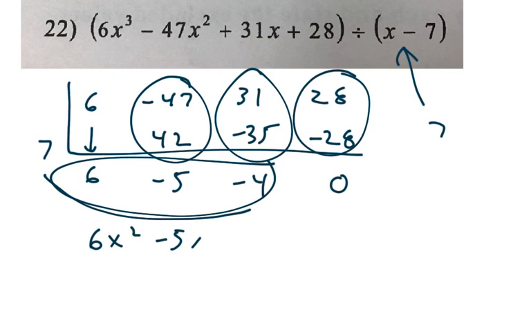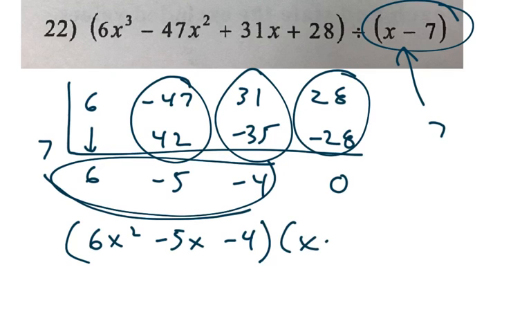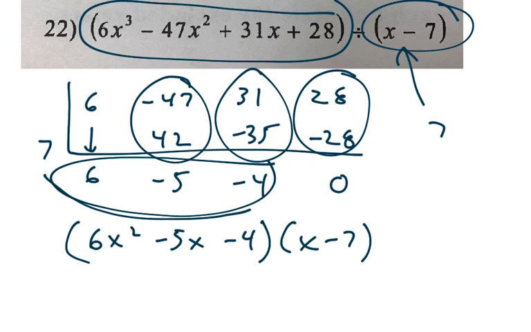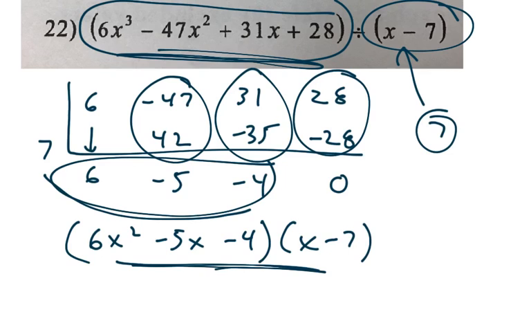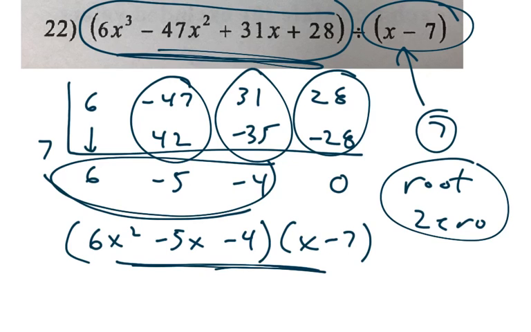So taking our guts right here, as I like to call it, I know it's 6x squared minus 5x minus 4. What it also means, again, is if I take this answer and times it by what I started dividing by, I get what I was dividing back again. So this is the start of the factored form of our original problem. 7, in other words, is a root or a 0 of this beginning polynomial expression or function. Okay?